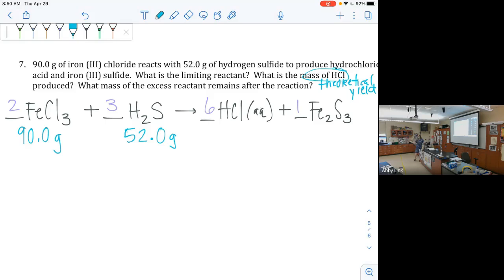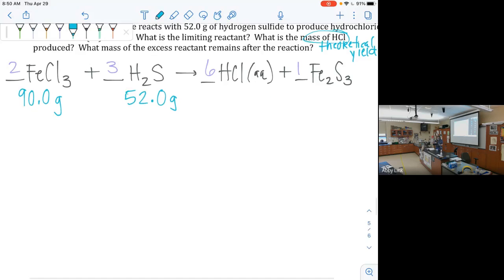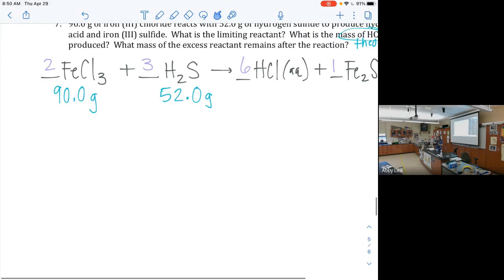I'm asking you how much of the excess reactant remains, and how much of the product gets produced. Because they're asking me for the mass of HCl, I have to go from my grams of reactants to grams of my product, HCl. So this is grams to grams stoichiometry. Should be straightforward. It is straightforward, not should be.